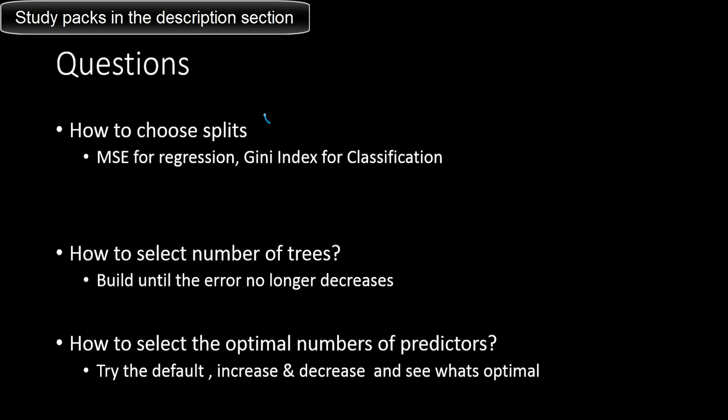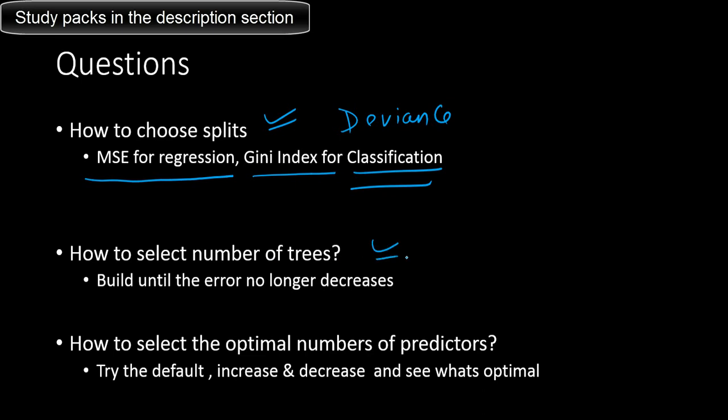A few questions you might ask yourselves. How do we choose the splits? It's very similar to what we use in decision tree. We use mean square error for regression, and we use Gini index or deviance for classification. These two metrics are used to find the optimal number of predictors to be taken.